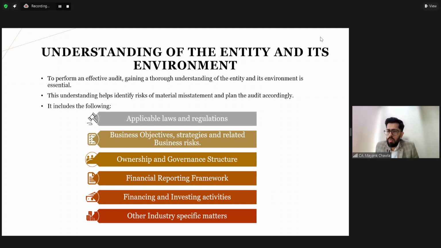And then, as we all know, it's a highly debt driven culture in real estate, and most of the companies have a lot of debt. So the expectations of the users and what kind of reporting is required to the lenders is also very important while we are understanding the entity and its environment. And then there are certain other industry specific matters. As I told, RERA is there, and there are certain peculiarities that we may have to understand before we can actually proceed with our audit.